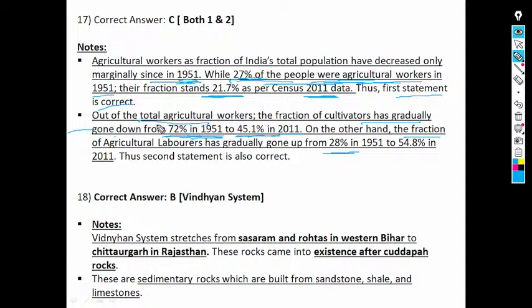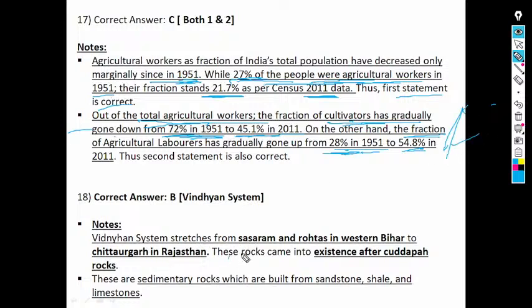Out of the total agriculture workers, the fraction of cultivators has gradually gone down from 72% in 1951 to 45.1% in 2011. On the other hand, the fraction of agriculture laborers has gradually gone up from 28% in 1951 to 54.8% in the 2011 census, nearly 55%. More or less a twofold increase we can say. The second statement is also correct.